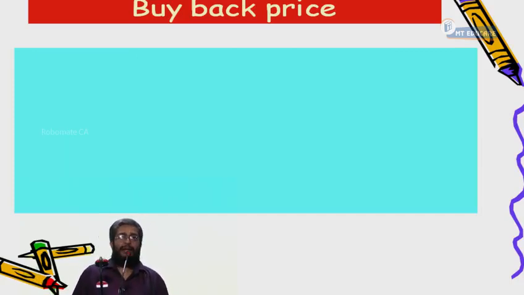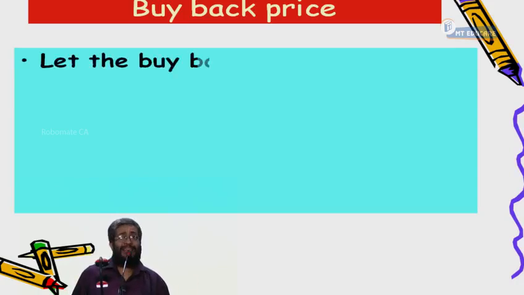Step 1, buyback price. We don't know the buyback price, and that's the first question. Now, let the buyback price be... I am going to purchase the shares at some price or not.